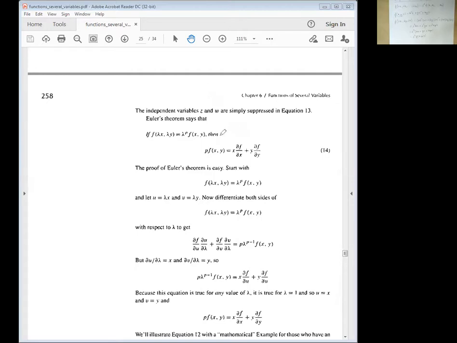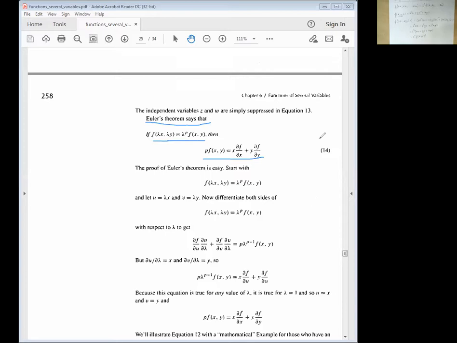Okay. So what does Euler's theorem say? Euler's theorem says that if f is a homogeneous function of degree p, then x times del f by del x plus y times del f by del y is equal to p times f. x times del f by del x plus y times del f by del y is equal to p times f.